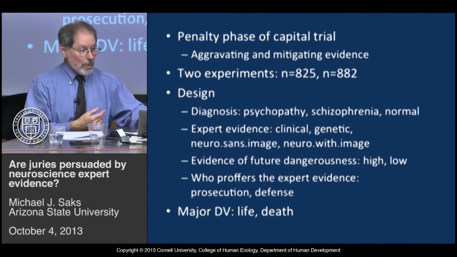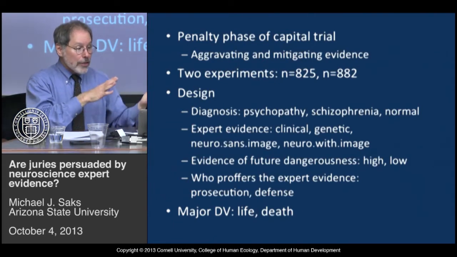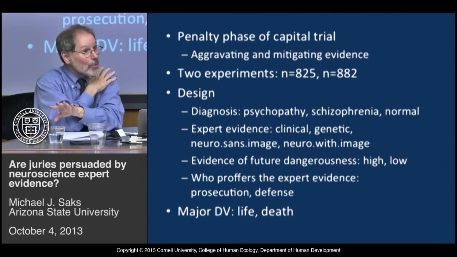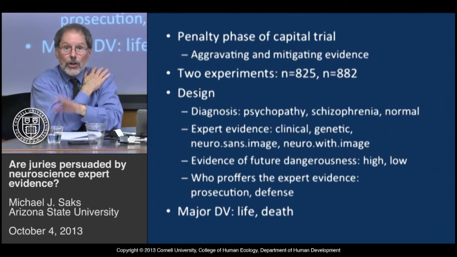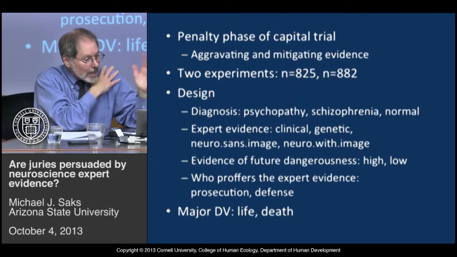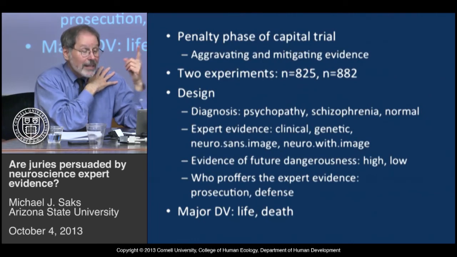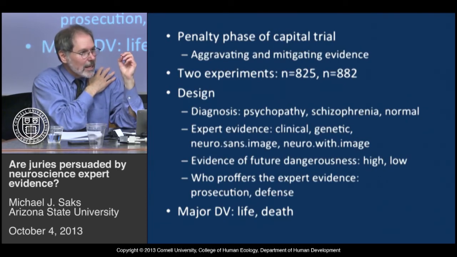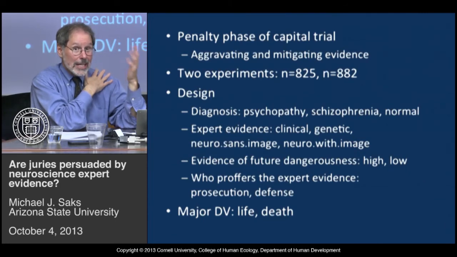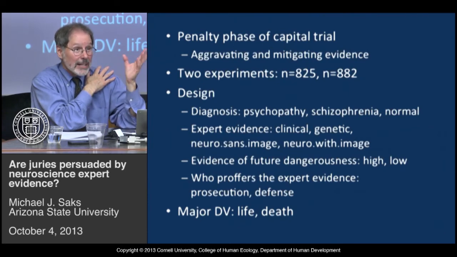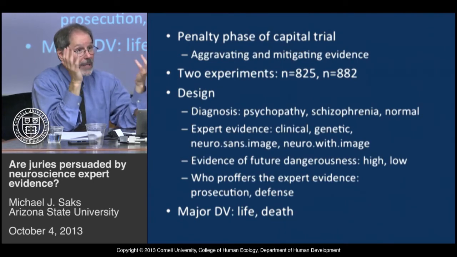So the diagnosis, we varied the diagnosis. A third of the people learned that the diagnosis was psychopathy, a third heard schizophrenia, and a third were told normal. The testing shows a normal mind, normal brain. The expert conditions, clinical, now we have genetic. We have a genetics expert who says the genetic testing, because apparently this is done in these cases, is going to show you this person comes from a long line of crazed killers, and it's in his genes, and he really can't be held responsible for it.